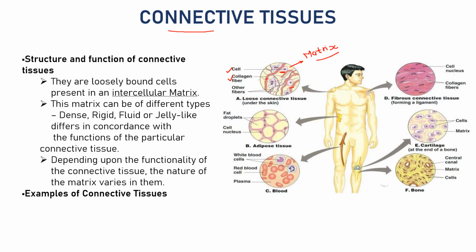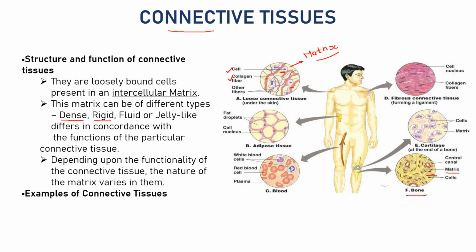Now there are different types of matrix, right? Because the connective tissues are of different types, you know. So there is dense matrix present in ligaments and tendons, right? So we can see the ligaments and tendons, the dense matrix is present. Now the rigid matrix is present in bones. You can see the bones here. Okay, you can see the matrix, the cream yellow part, right?